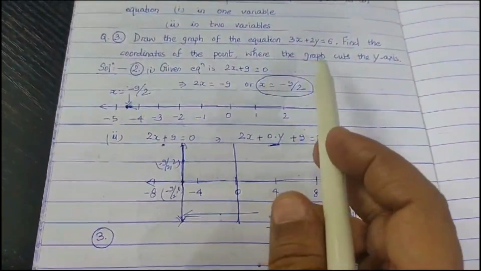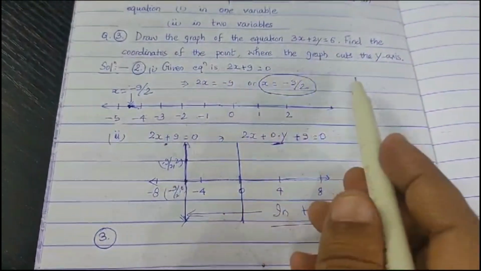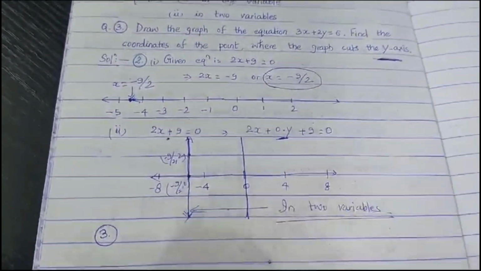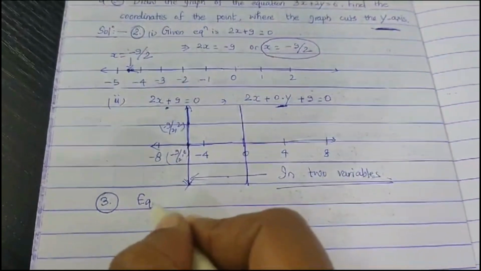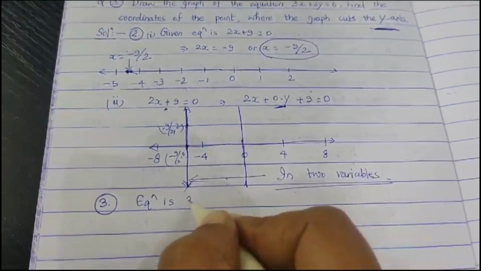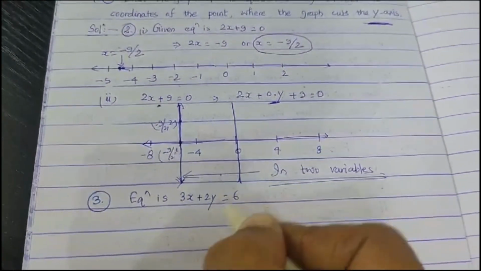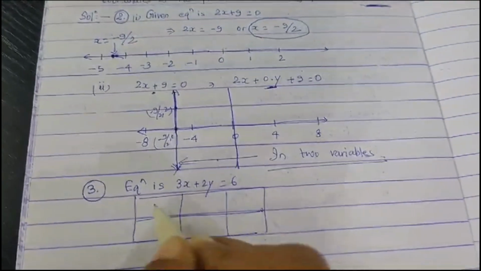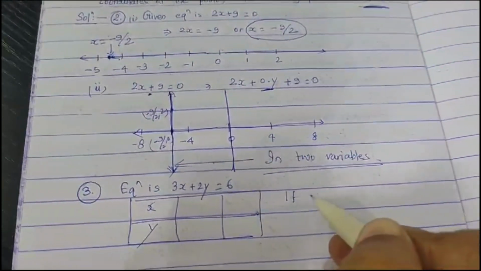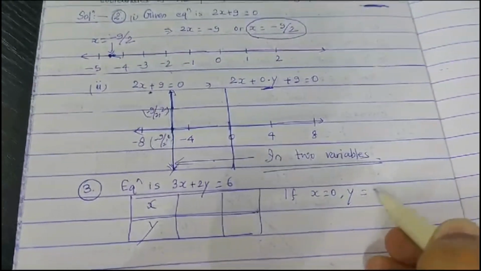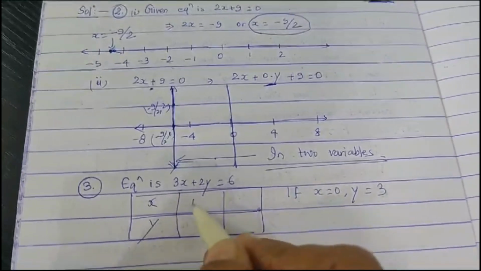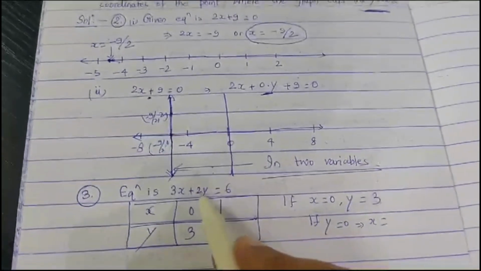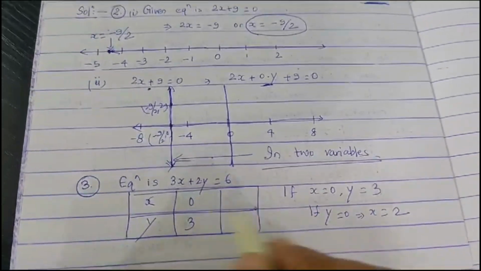Draw the graph of the equation 3x plus 2y equal to 6. Find the coordinates of the point where the graph cuts the y-axis. Okay, where the graph cuts the y-axis means x coordinate will be 0. Now the equation is 3x plus 2y equal to 6. Now we will draw the table, x and y. If x equal to 0, then 2y equal to 6, y equal to 3, so 0, 3. If y equal to 0, then 3x equal to 6, x equal to 2.